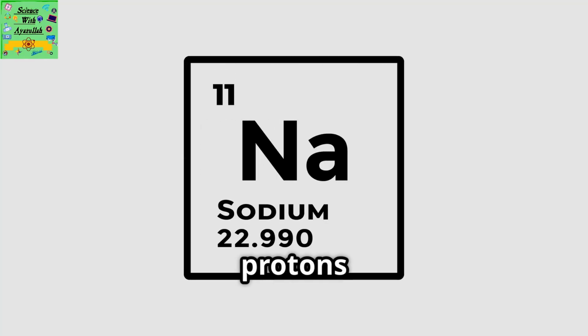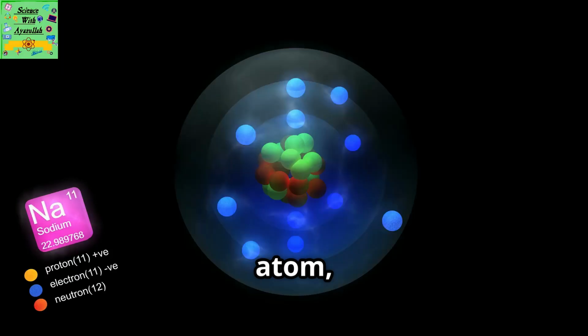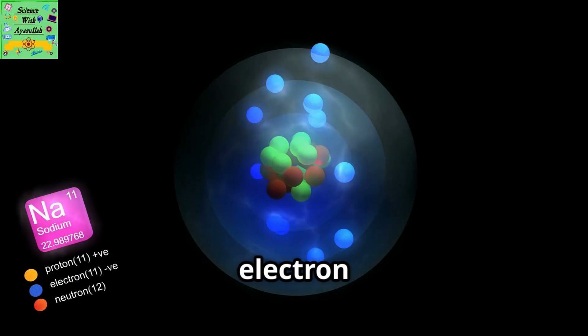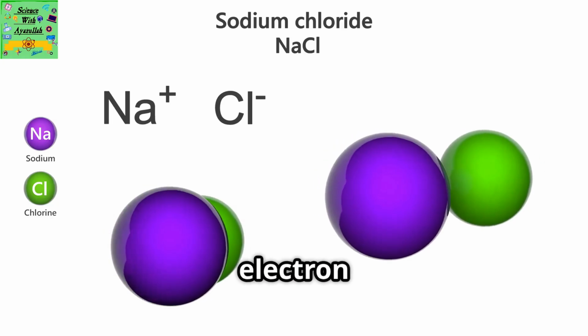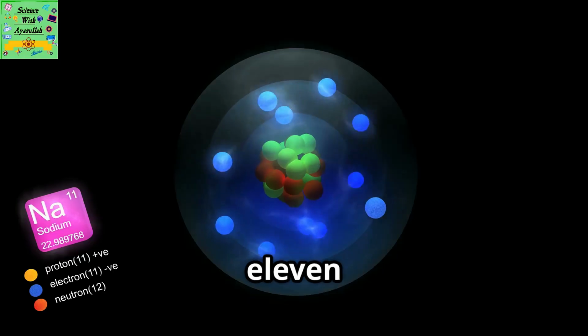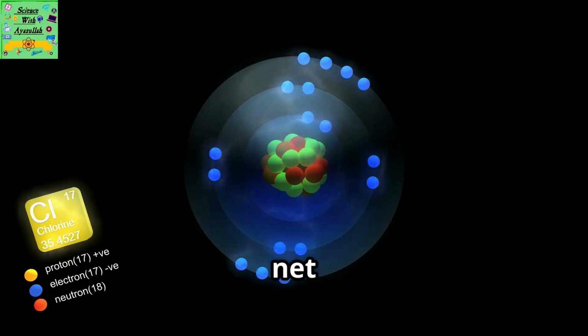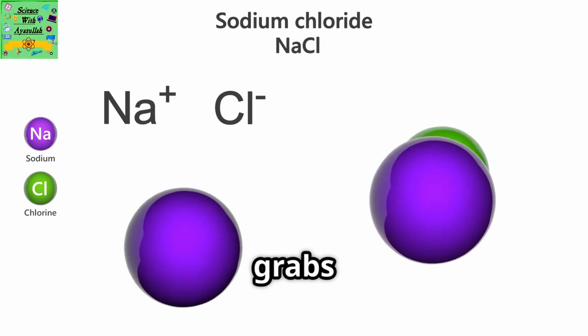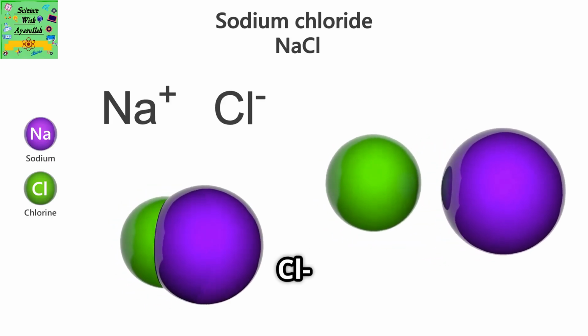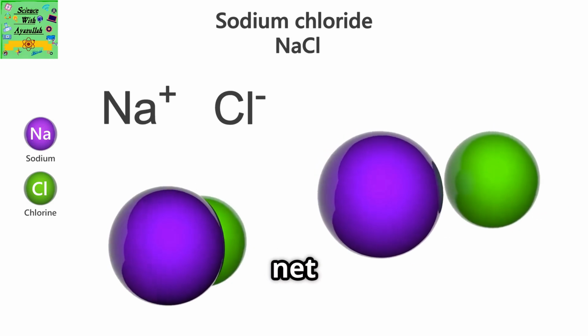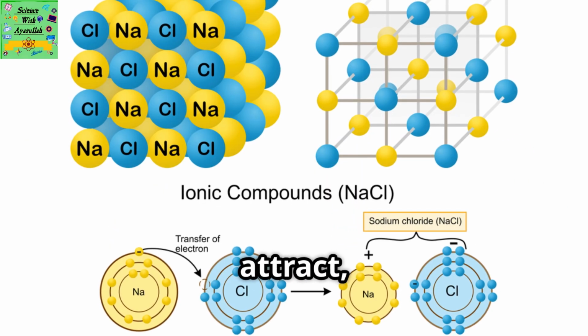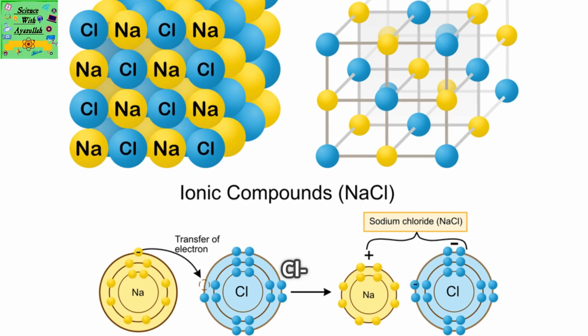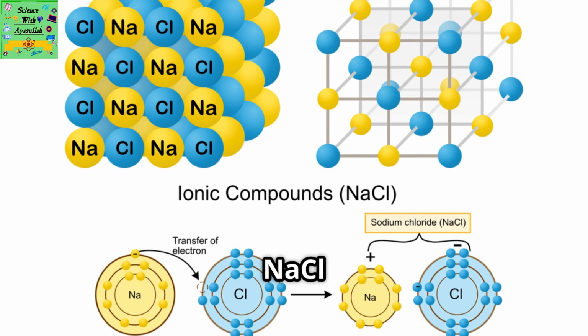It has 11 protons and 11 electrons as an atom, but it really wants to lose one outer electron to feel stable. Lose that electron and you get Na+, 11 positives, 10 negatives, net +1. Chlorine? It has 17 protons and grabs an extra electron to become Cl-, 18 electrons, net -1. Opposite charges attract. Na+ and Cl- stick together as NaCl.